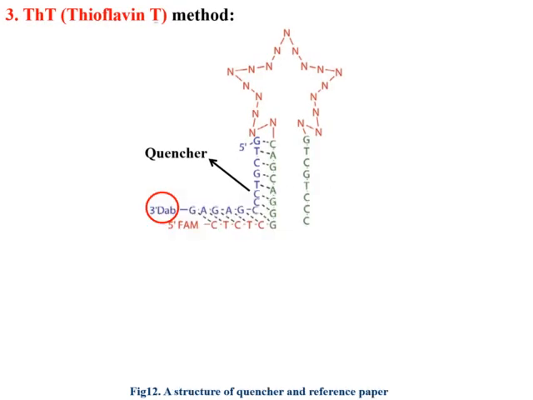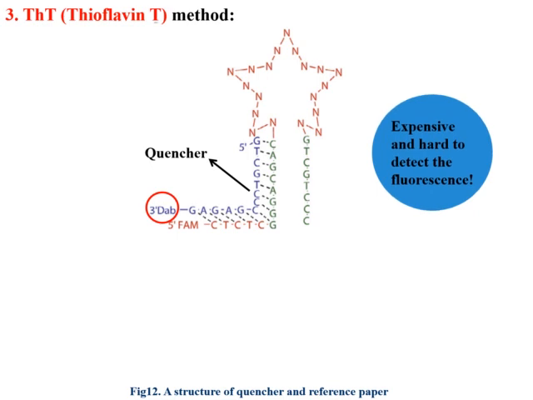The third method I used is a TG method. In this figure is a quencher structure, but the quencher synthesis is expensive and it is hard to detect the fluorescence, and it is difficult to get the KD value.